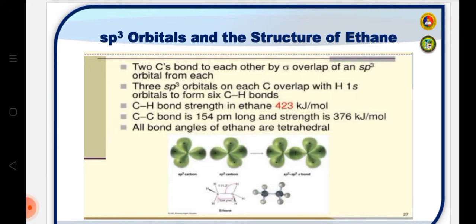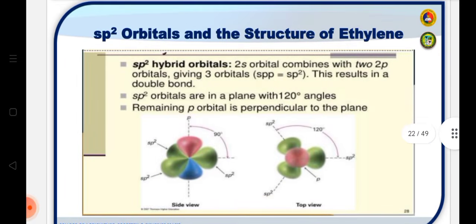What do you mean by sigma bond? It is single bonds, no? Carbon-carbon sigma bond or single bonds plus bonds to hydrogens. So that's why tungod sa iyang bond strength, iyang bond length, and iyang bond angles, naka-form siyang tetrahedral around each carbon. And then let's proceed to sp2 orbitals and the structure of ethylene.